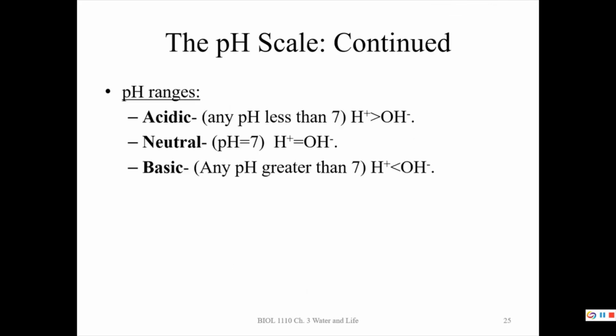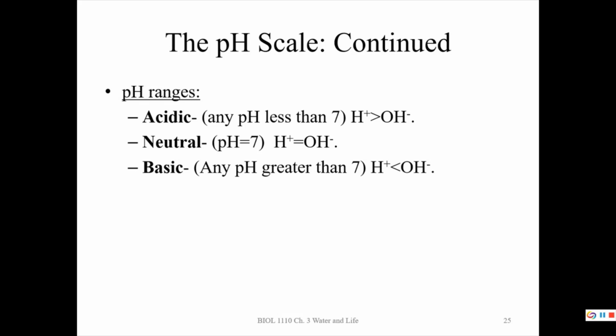So again, acidic is anything less than 7. That means H+ is greater than OH-. Neutral, pH is 7 and 7 only. That means H+ and OH- are equal. And basic is anything greater than 7. That means H+ is less than OH-.